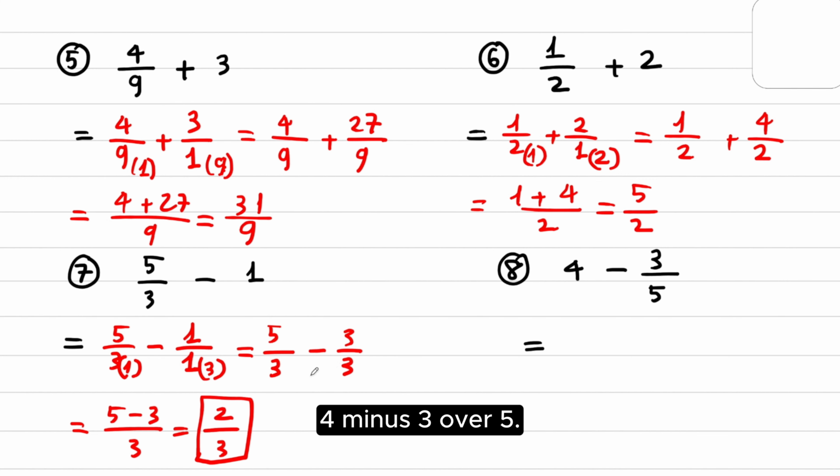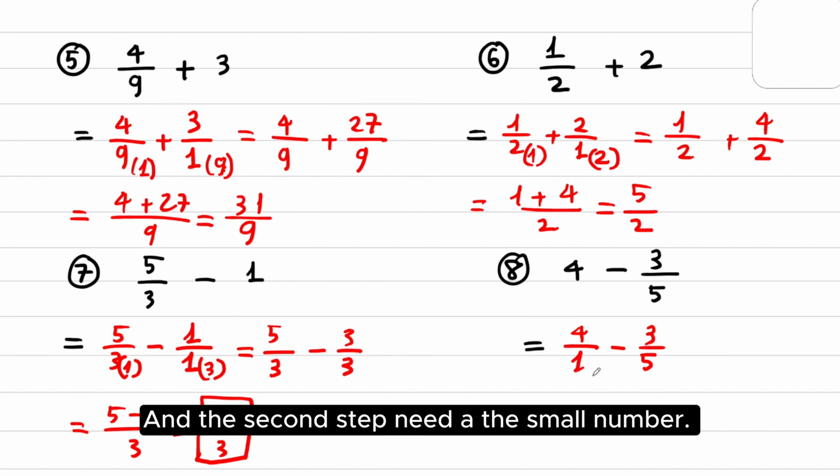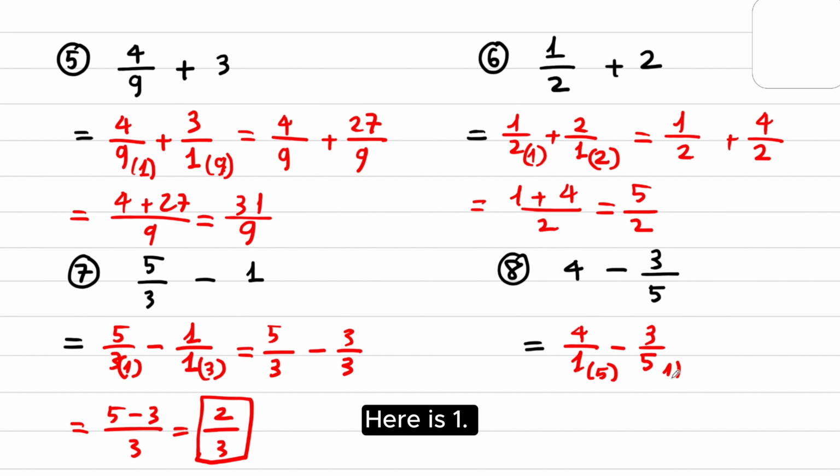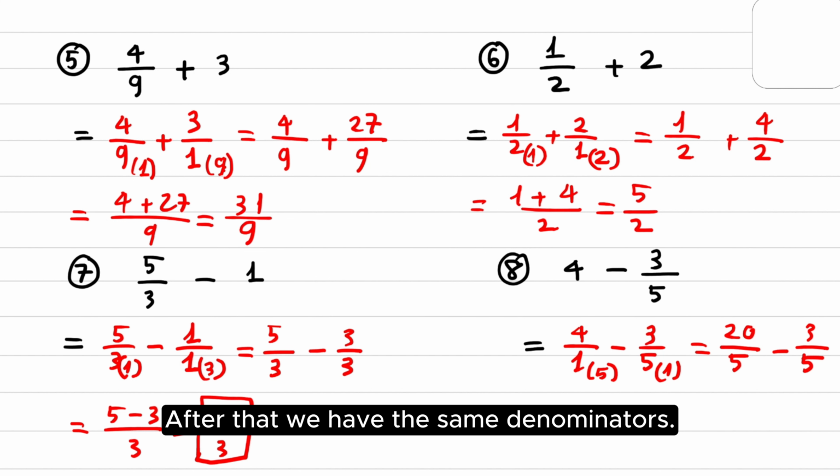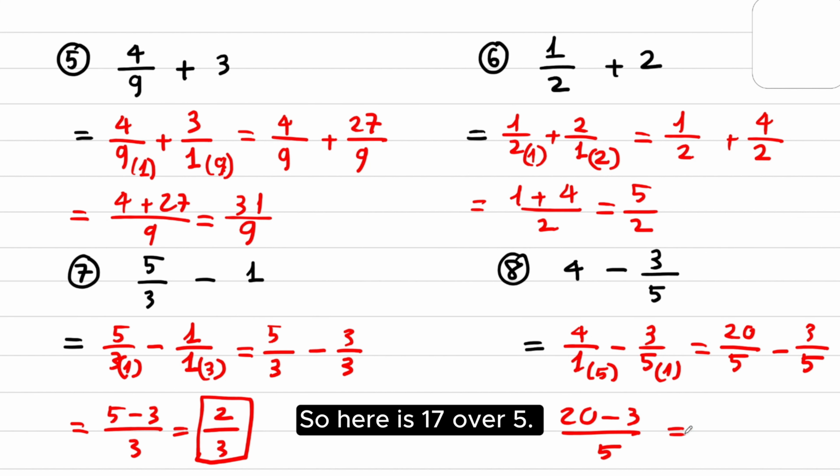Question 8. 4 minus 3 over 5. First step, 4 over 1. And the second step, determine the denominators. Here is 5, here is 1, and then you got 20 over 5, and you have 3 over 5 here. After that, we have the same denominator, 5. So here is 17 over 5. Okay, that is question 8.